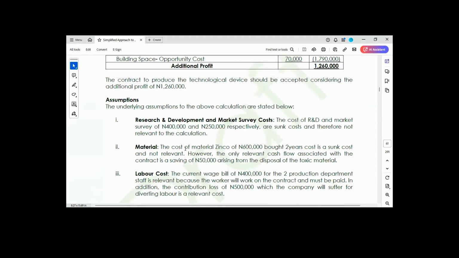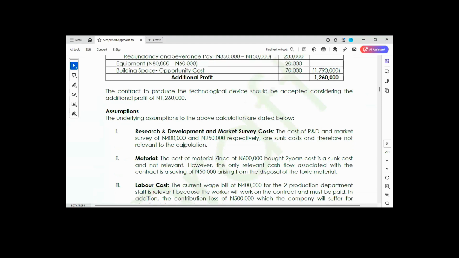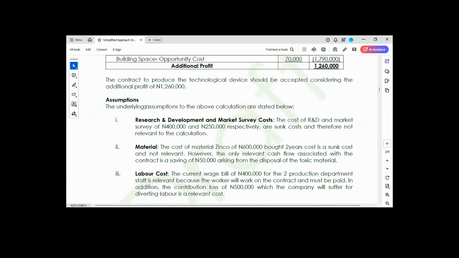Yes, of course. The examiner is asking you to advise. So your advice should be that the contract to produce the technological device should be accepted, considering the additional profits of 1,260,000 naira. So that's your advice to the CEO of Scudetto Limited. The second part of the requirement is that you should state your assumptions.